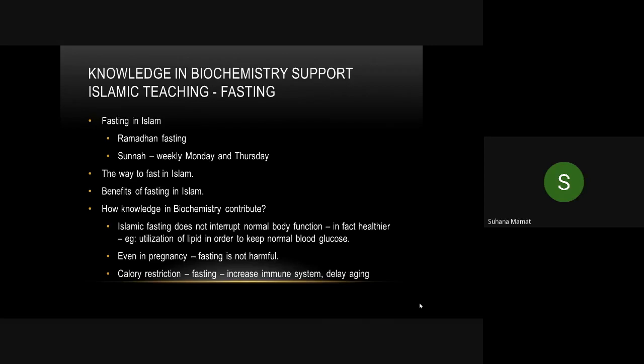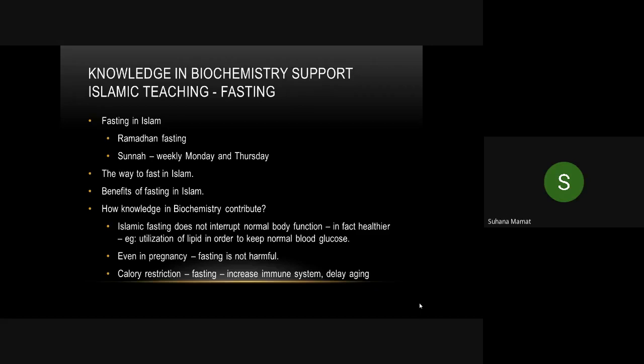So what is the way to fast in Islam? In Malaysia, it is about 8 hours, right? The method of fasting, early in the morning, we have to wake up first to eat the sahur, followed by fasting. And after the sunset, we can start eating. But still, there's the best way on how to break the fast.